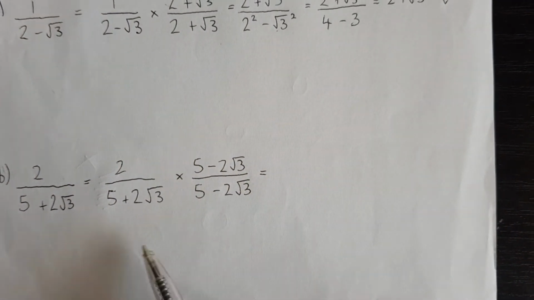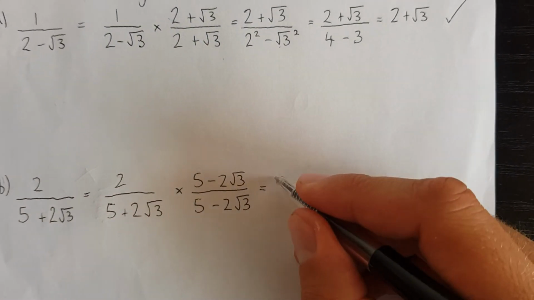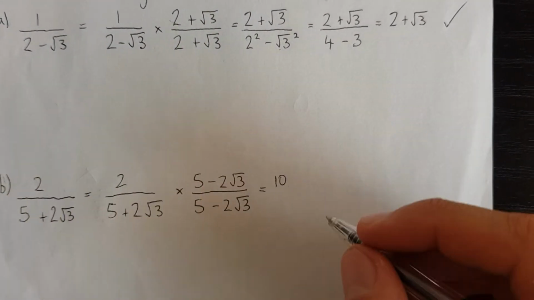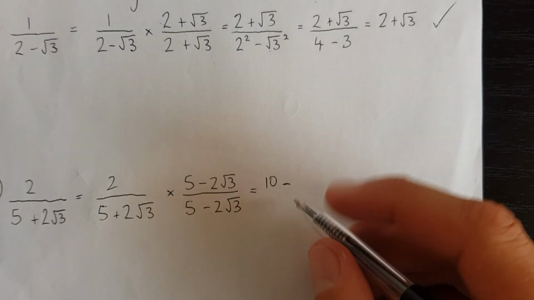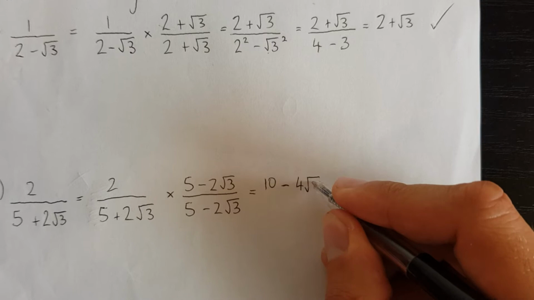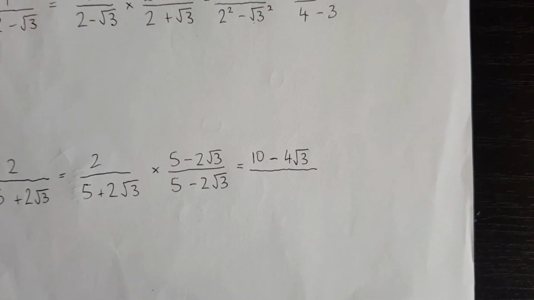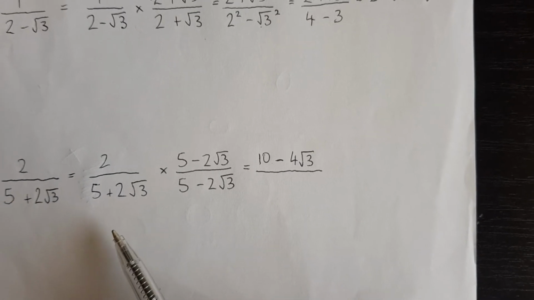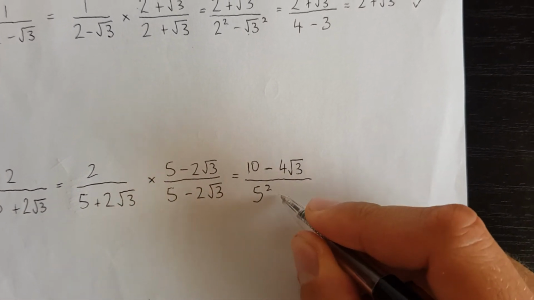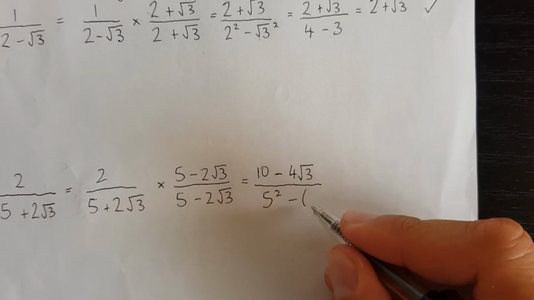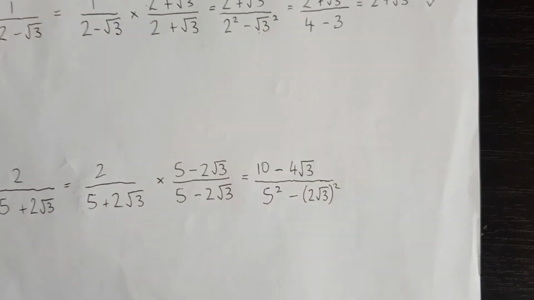Okay, on the numerator, 2 times 5 gives us 10. A positive times a negative will be negative. And 2 times 2 square root 3 will be 4 root 3. On the denominator now, once again, we have this difference of two squares. So the first term squared minus the second term squared. We need to square both the numbers in the second term.